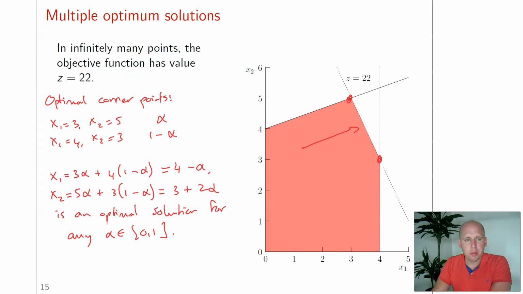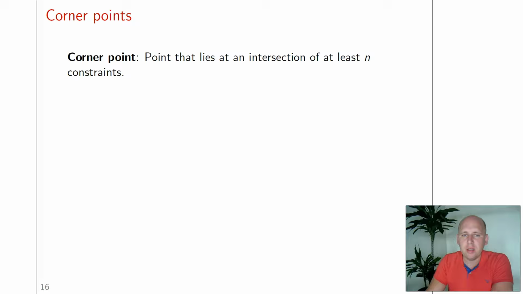I was already talking about corner points. So what is a corner point? Here you see two examples of corner points. There are more corner points over here. So 5 corner points of the feasible solution space in total. A corner point in general is a point that lies at an intersection of at least n constraints. N is the dimension of the problem, and the dimension of the problem is the number of decision variables. So if you have 2 decision variables, then this is 2. So then a corner point lies at an intersection of at least 2 constraints.